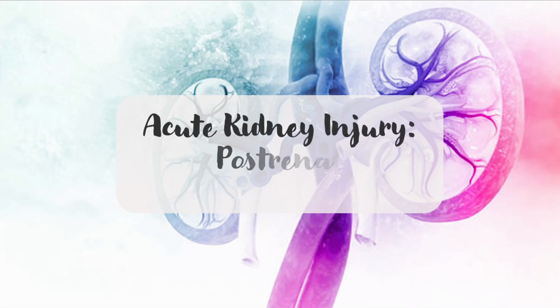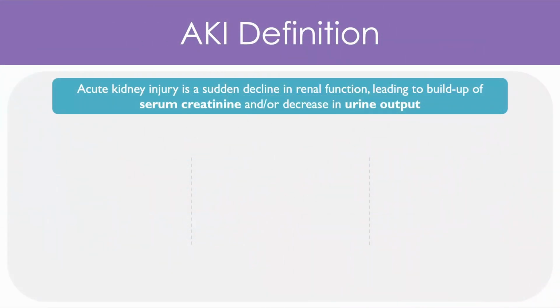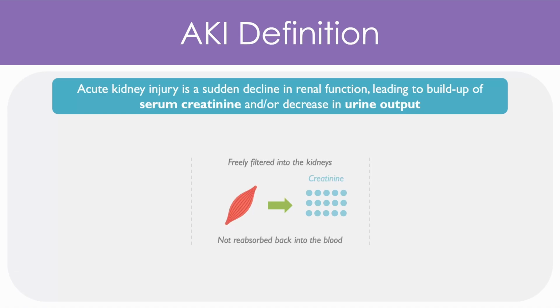Today we're going to be taking a look at post-renal acute kidney injury as part of the renal series. To start this topic, we can define an acute kidney injury as a sudden decline in kidney function, and this is reflected by an increase in serum creatinine or a decrease in the urine output. The reason why we use serum creatinine as a marker for renal function is because it's a muscle breakdown product, and importantly, it's freely filtered into the kidneys and is not reabsorbed back into the blood.